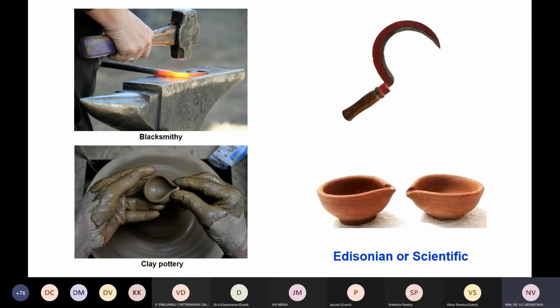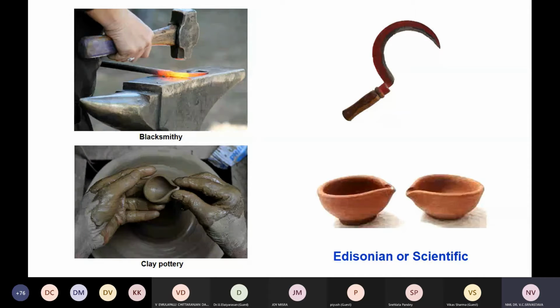That we are not sure. Okay, but today, just for example, we know why in blacksmithy the material is heated, then shaped, then quenched, all those things are done. But earlier we might not have understood, and that might have been based upon trial and error processes. And similarly with clay pottery, as you are able to see here.